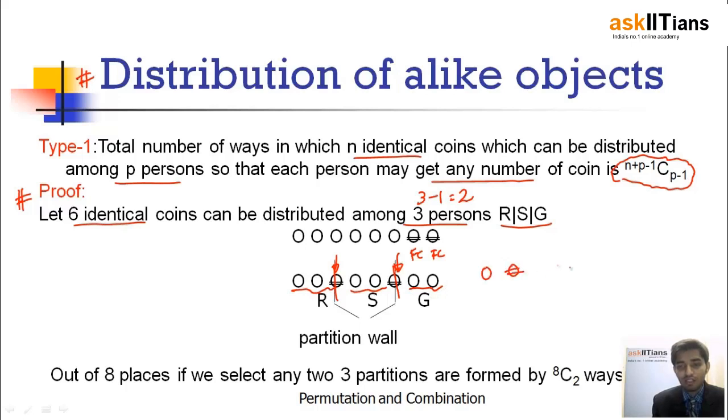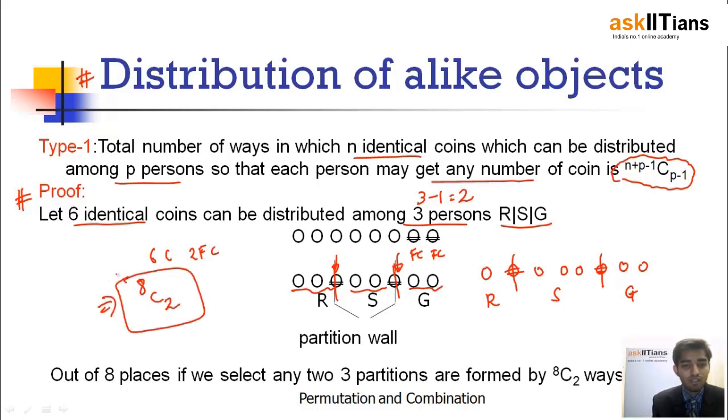Suppose I had inserted false coins like this, then again the false coins will act as partitions, and R will receive 1 coin, S will receive 3 coins and G will receive 2 coins. So in all there are 6 identical coins and 2 false coins. So total there are 8 coins, and out of these 8 coins I want to choose any 2. So the total number of ways in which 6 identical coins can be distributed among 3 persons will be given by 8c2. Now let us see the proof of this formula.